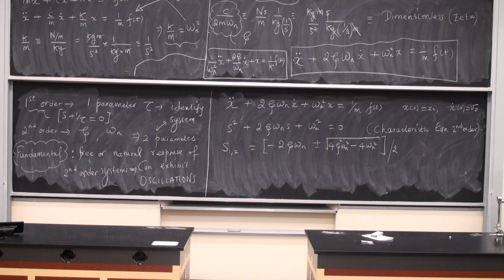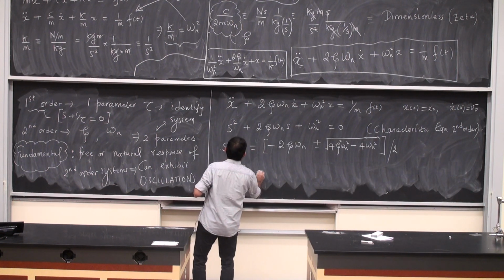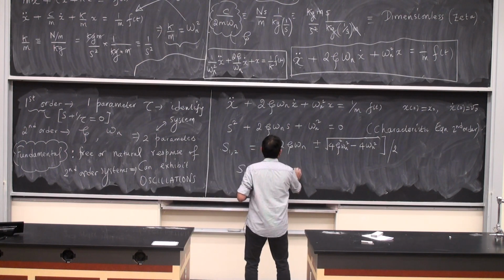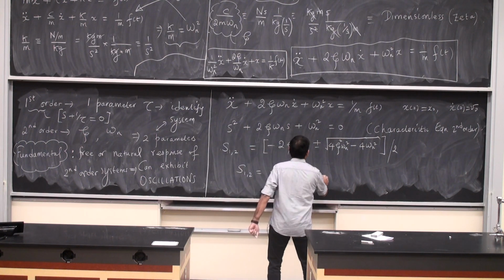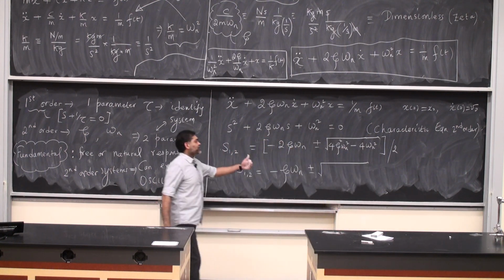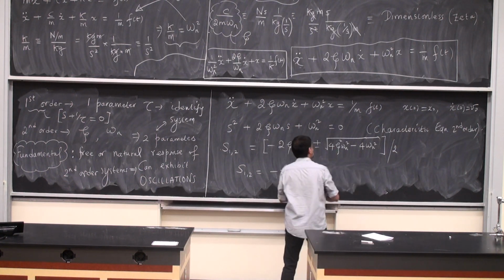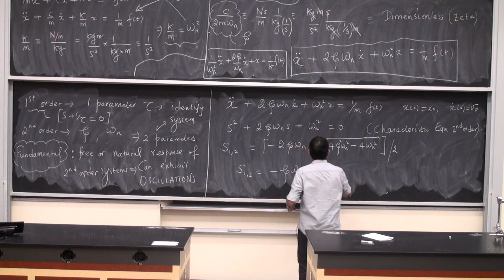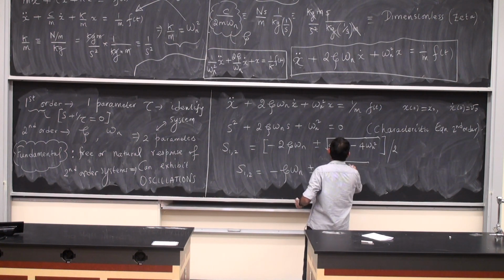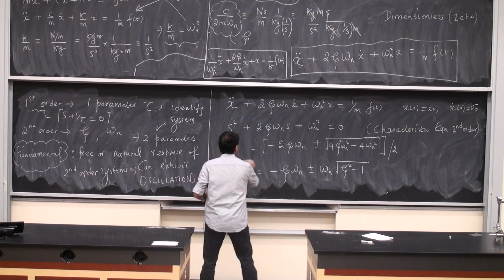Am I right? You see why the 2 is there? Because I can take a factor of 2 out of all of these terms. So I can get rid of all of this 2 stuff, and I have the roots minus zeta omega n plus or minus. I can take omega n as a common factor as well, so that's going to be plus or minus omega n squared. The square root of that is omega n times the square root of zeta squared minus 1. These are the roots.